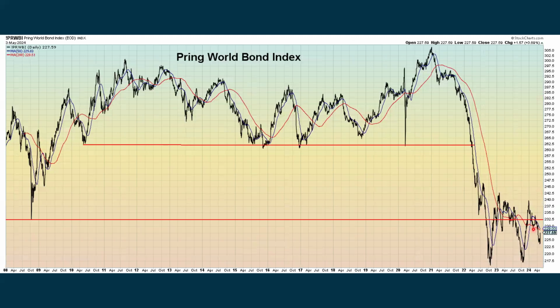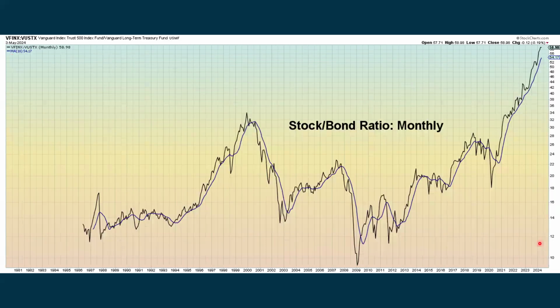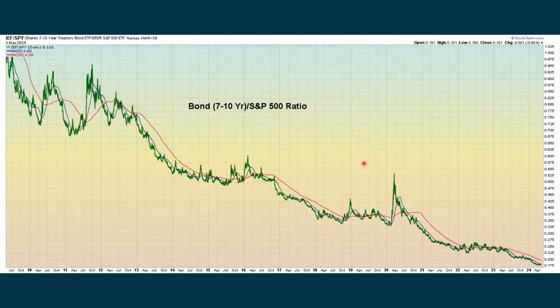And the world bond index, man, bouncing around like crazy here. Still in an uptrend, but if we stay below these lines, we could see a death cross based on price here pretty soon. When we look at a monthly chart of stocks versus bonds, stocks are still outperforming. Here's a daily chart showing the inverse of that, continuing to show how bonds are underperforming stocks.